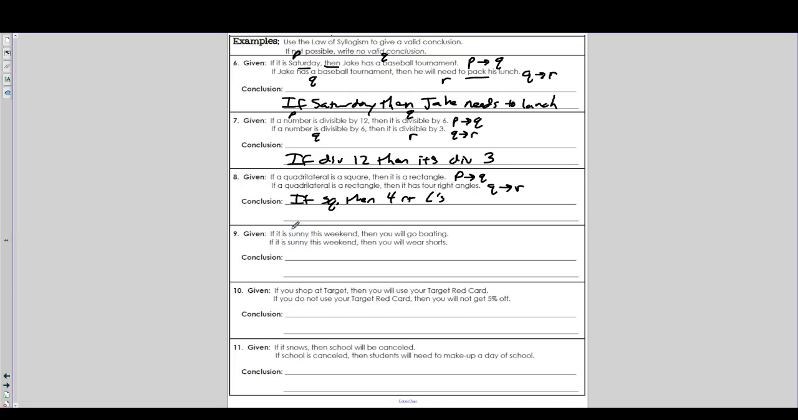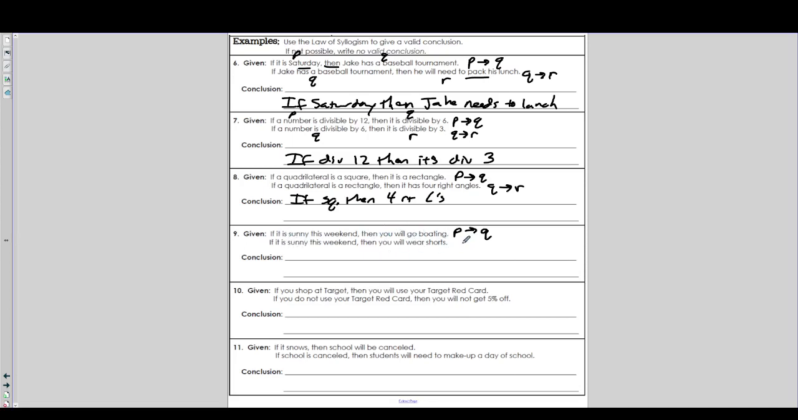If it is sunny this weekend, we'll call that P, then you will go boating. Now, that sounds like it may or may not be true, but remember, we're not judging the validity or the truth value of this statement. Since it's given, it is true. If it's sunny, we will go boating, whether we want to or not.